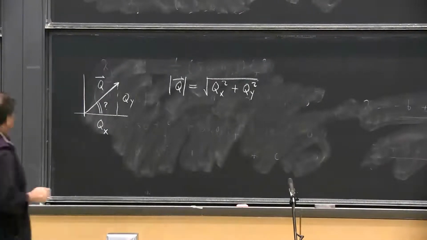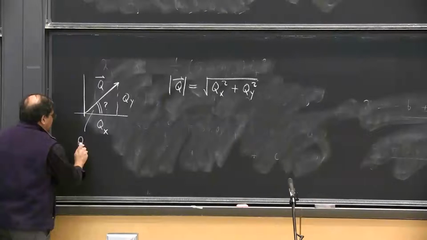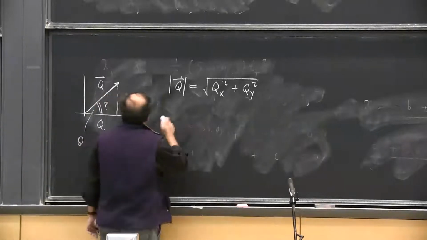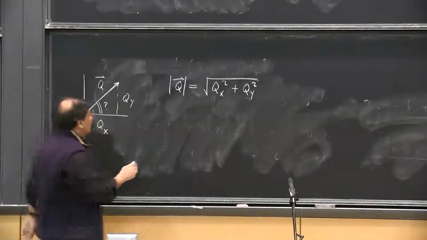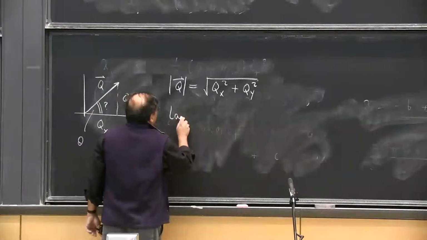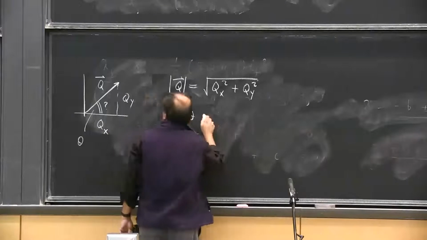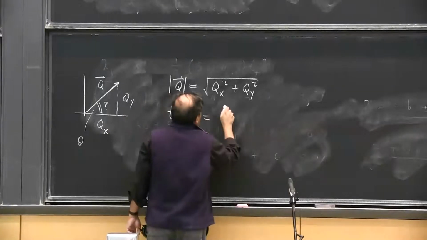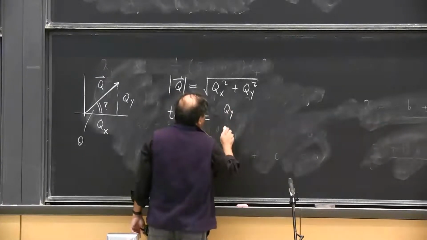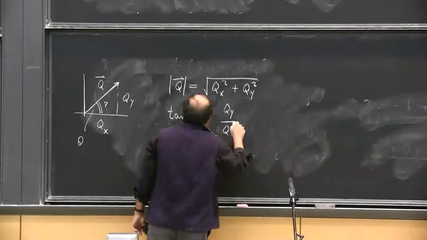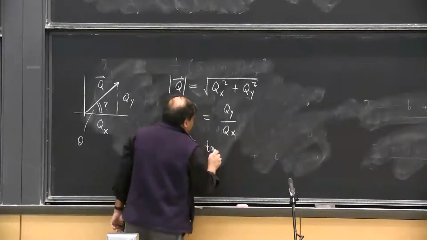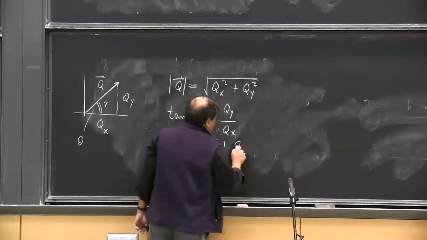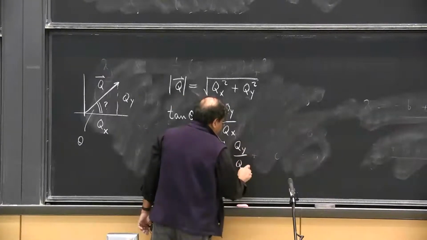And as far as the angle is concerned, let's call this angle theta. Since you have the opposite and the adjacent, the appropriate quantity here would be tan of theta, which is opposite over adjacent. Tan of theta is Qy over Qx. So therefore, if you want to look for theta itself, you have to do an inverse tangent, or arctangent, of Qy over Qx.